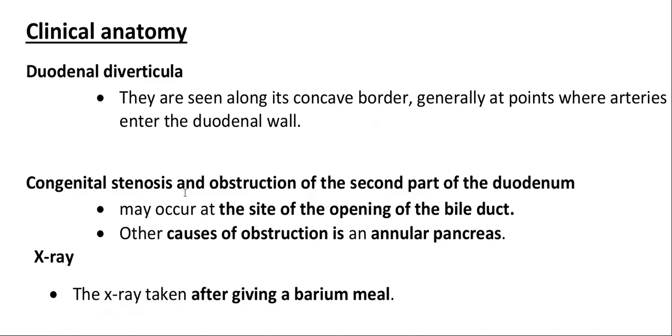Congenital stenosis and obstruction of the second part of the duodenum may occur at the site of the opening of the bile duct. Another cause of obstruction is an annular pancreas.